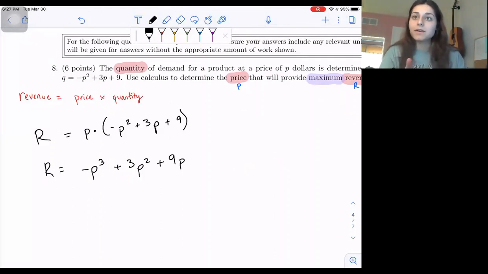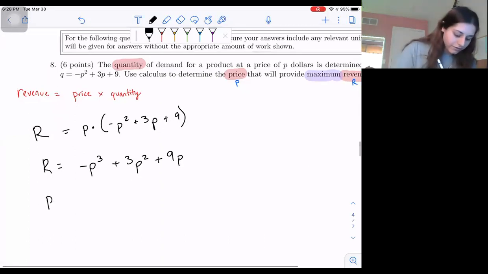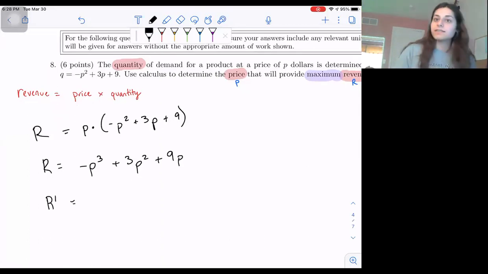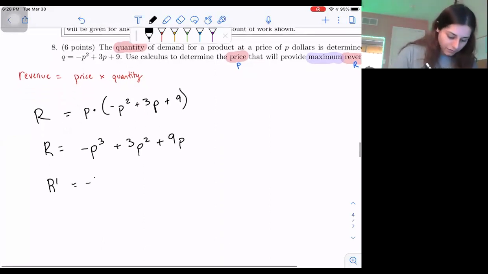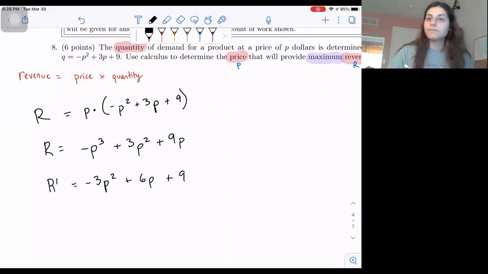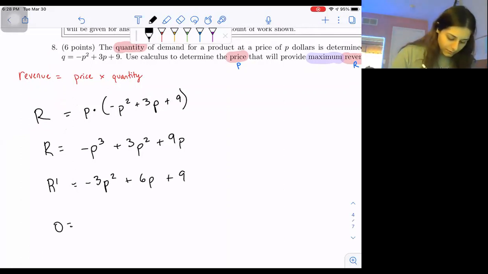When we're thinking maximums or minimums, we'll probably take the derivative and find those critical points by setting it equal to 0. So let's find the derivative of revenue. Simple power rule, we'll have negative 3P squared plus 6P plus 9. Now we're going to set it equal to 0. So we'll have 0 equals negative 3P squared plus 6P plus 9.